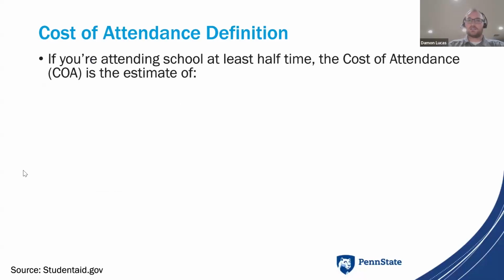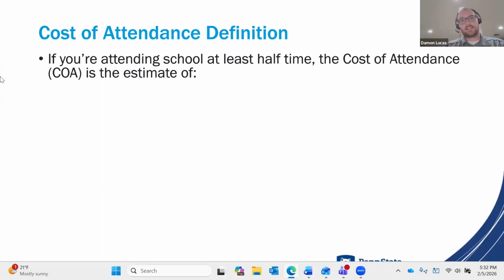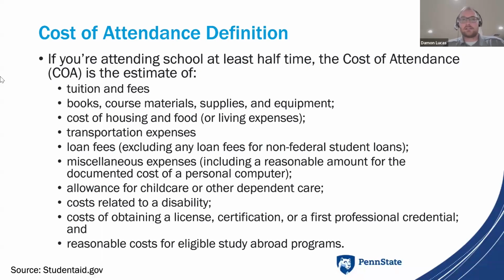All right, what is our cost of attendance definition? If you are attending school at least half time, the cost of attendance, or COA, is the estimate of tuition and fees, books, course materials, supplies, and equipment, cost of living, housing or food, and living expenses, and transportation expenses, like gas, parking on campus, anything along those lines, bus fees if you have to travel to and from, Greyhound buses and all that, as well as general transportation costs.